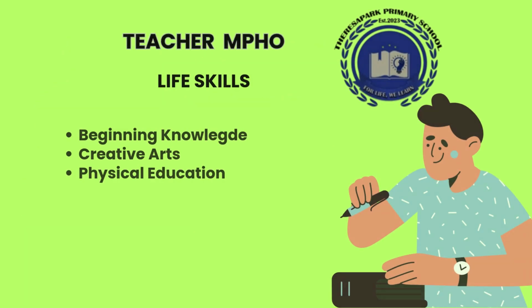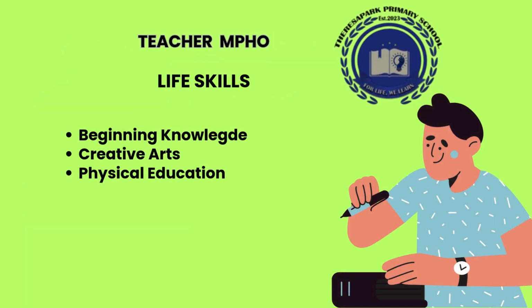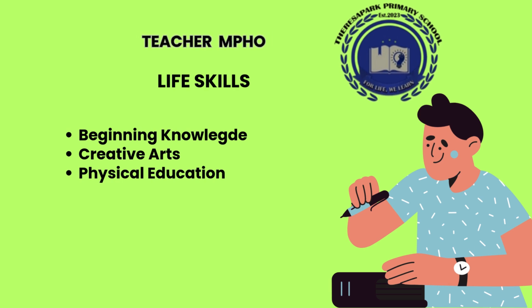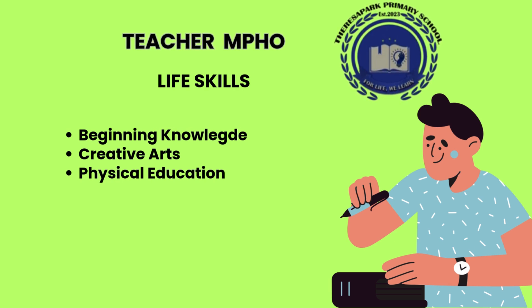Welcome to the Life Skills Grade 1 Assessment Brief. Our Life Skills Assessment has 3 sections. Section A is Beginning Knowledge, Personal and Social Well-being. Section B is Creative Arts. And Section C is Physical Education.